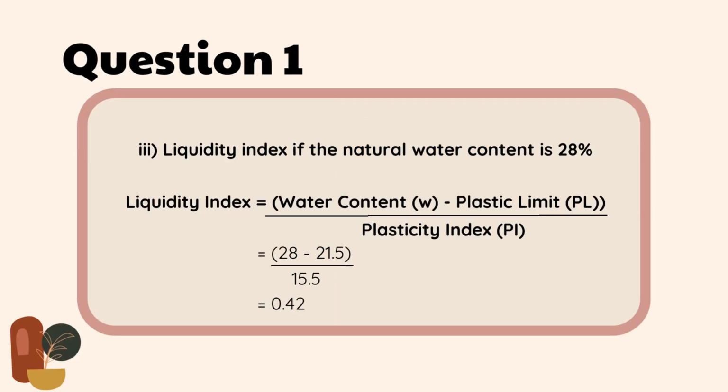Next, for question number 1, part 3, the liquidity index if the natural water content is 28%. Liquidity index indicates the proximity of a natural soil to the liquid limit and is a particularly useful characteristic of soil. To calculate this, the water content minus the plastic limit, divided by the plasticity index. So our water content here is 28 minus the plastic limit 21.5, divided by the plasticity index 15.5, and we get the answer 0.42.